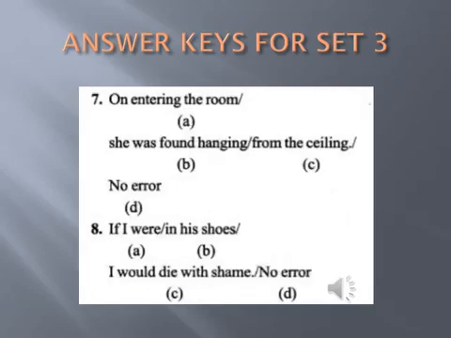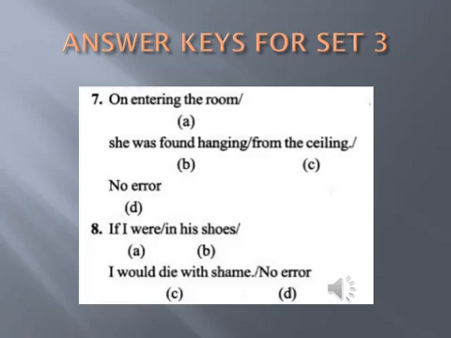Let's discuss the answers of question number 7 and 8. On entering the room, she was found hanging from the ceiling. Answer is B. And here you see it's very, very ambiguous when you say she was found hanging. The woman found hanging, right? On entering the room, the woman found hanging. Okay, but here she found hanging, that will be the right sentence. So on entering the room, it was found that the woman was hanging from the ceiling, or she found hanging from the ceiling. So therefore the error is in B.